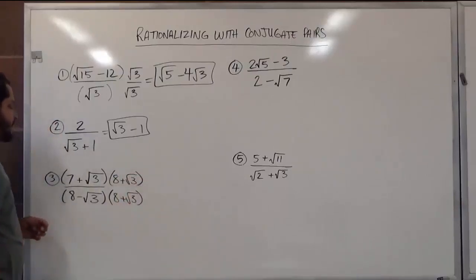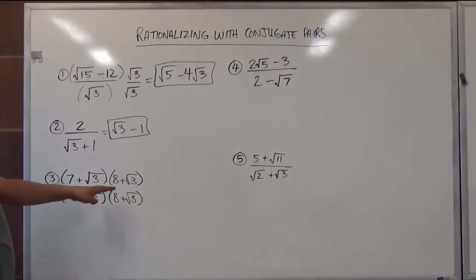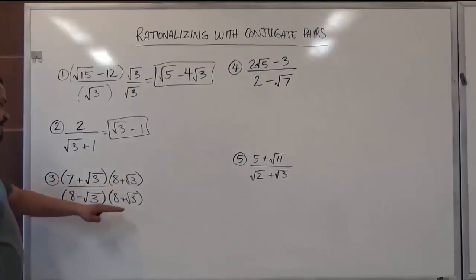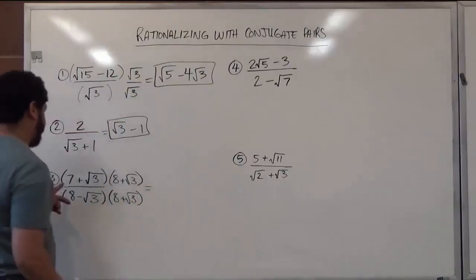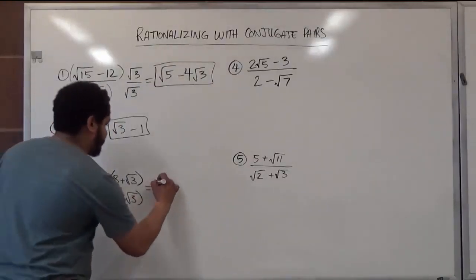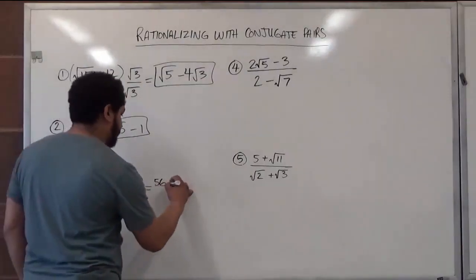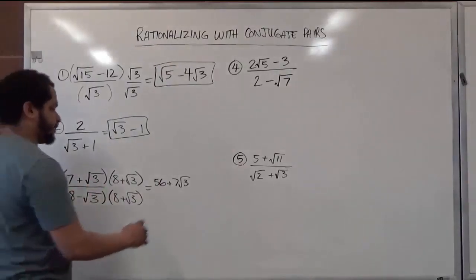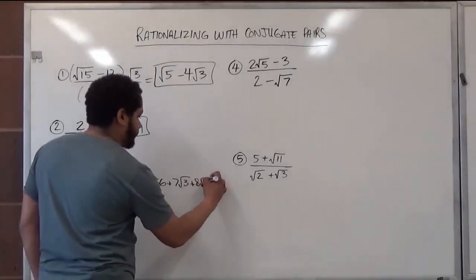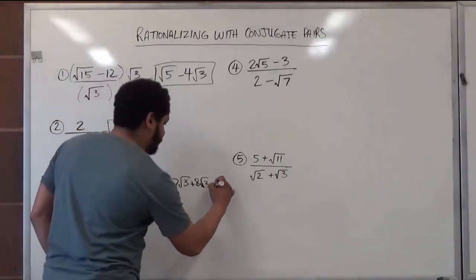And this is going to take a little bit of work because the numerator is not going to go away so simply. But it should isolate itself into 2 terms. The bottom itself should just become 1 term. So let's take a look at the numerator real quick. 7 times 8 is 56. Then we have 7 times radical 3 is positive 7 radical 3's. We have 8 times radical 3, which is 8 radical 3's. And finally we have radical 3 times radical 3. So that's radical 3 squared.